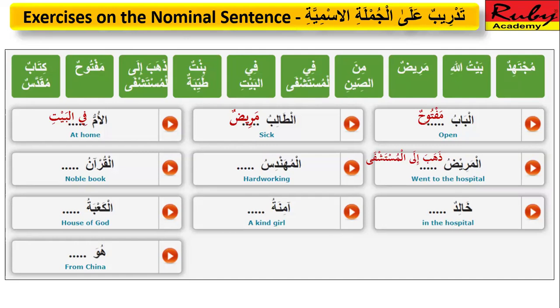Now the next one, al-muhandisu, the engineer. Mushtahidun, very good. So here, al-muhandisu is a mubtada because it's definite. And mushtahidun here is a single noun, which is indefinite. So it is khabar. Now, al-Qur'anu, noble book. Which phrase is noble book? Kitabun muqaddasun. So al-Qur'anu is definite, so it is mubtada, and khabar is a descriptive phrase, murakkabe tawsifi, kitabun muqaddasun.